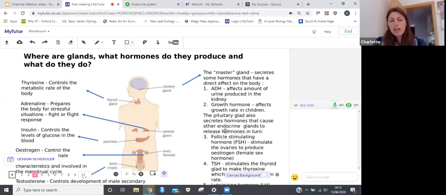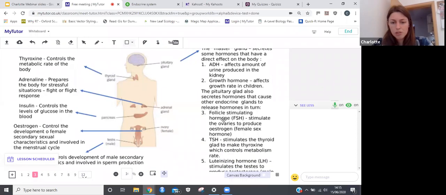But the pituitary gland also secretes other hormones that cause other endocrine glands to release hormones in turn. So they send messenger hormones, basically, so that other hormones will be released at the right place in the body. We've got three examples of those.